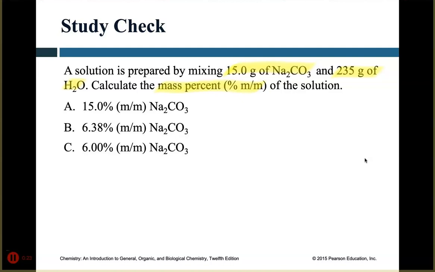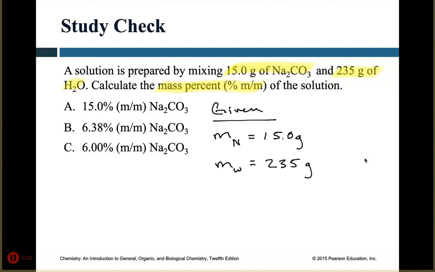If I was going to write down things that I've been given to start organizing my information, I know that the mass, and I'll just put an N for the sodium carbonate, is 15 grams. I know that the mass of the water is 235 grams. So I'm asking to find concentration, specifically in the units of percent mass per mass. So that's what I'm trying to find, and that's what I've been given.